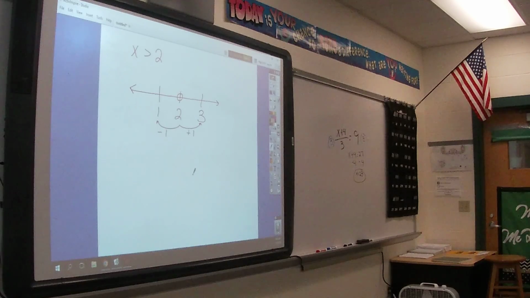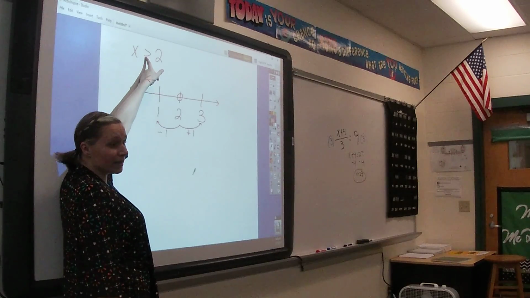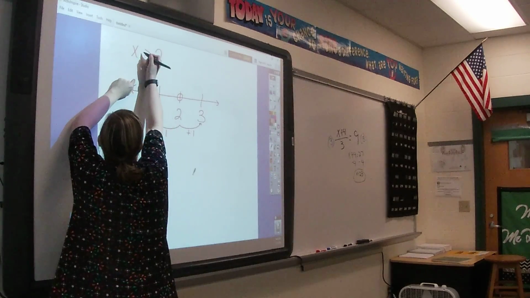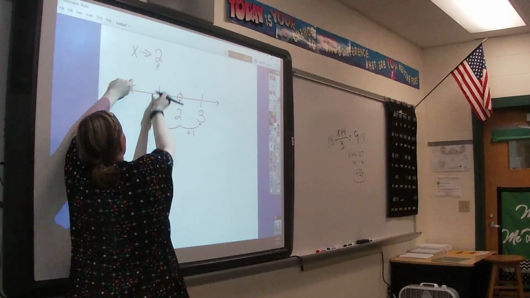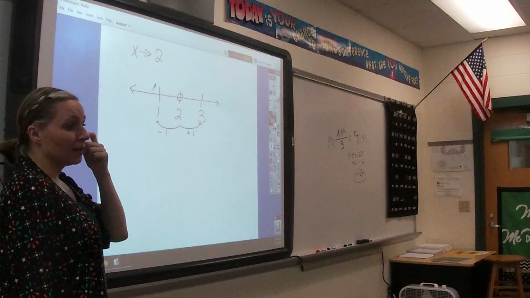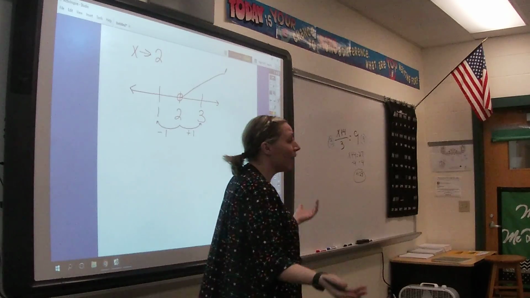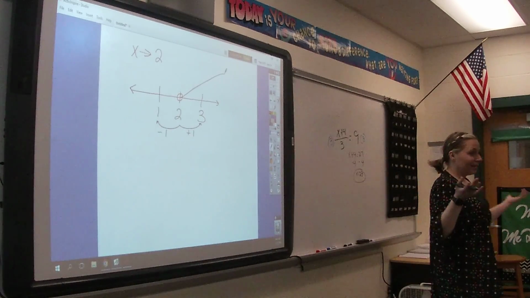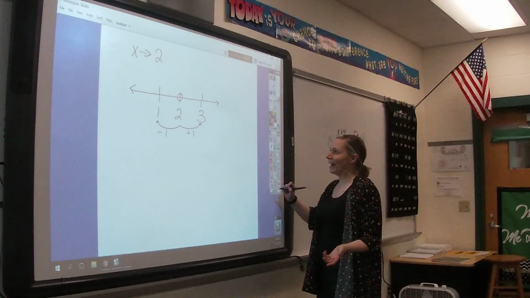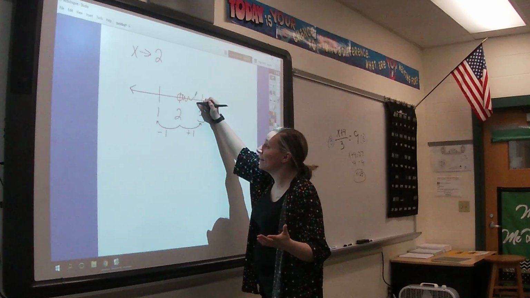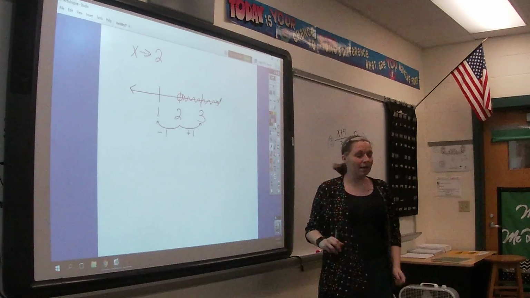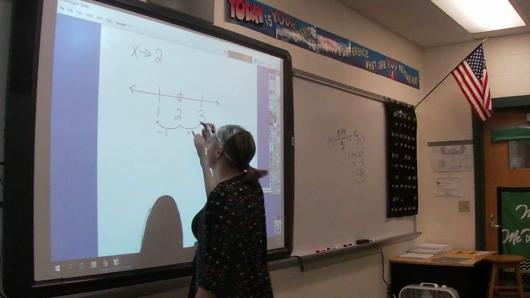Then does this sign tell us to shade to the right or to shade to the left? To the right. If you're not for sure, draw a little line in here that points to the right. Okay, again, this is not shading to the right. That's like shading up. Shade on the number line. This also does not count as shading to the right.